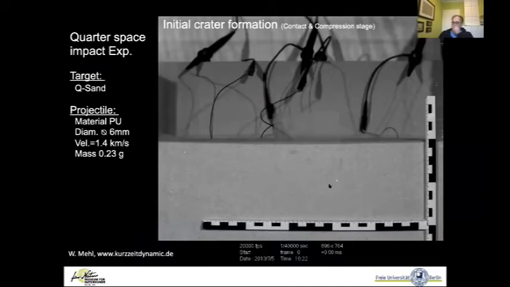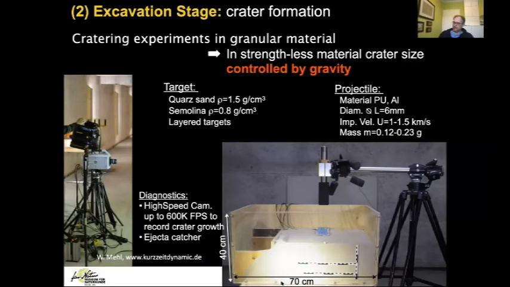This is a high-speed movie. What we do here is a quarter space experiment. So maybe I go back again. You see here a window, and we shoot along this window, and then we can see how the crater forms. We basically form only half of the crater. So we have a half space, and from the half space, only half of it. So we end up with what we call a quarter space experiment.